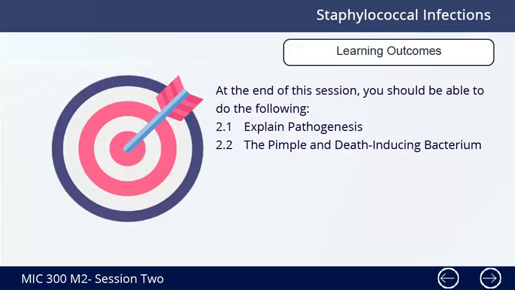Learning outcomes for study session 2. At the end of this study session, you should be able to do the following: 1. Explain pathogenesis. 2. The pimple and death-inducing bacterium.